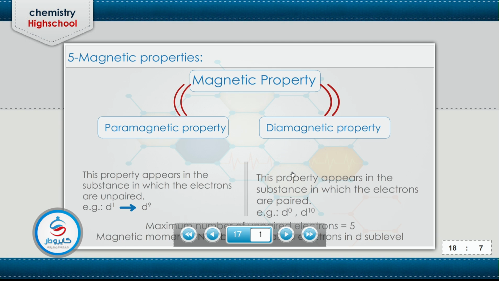In diamagnetic property, this property appears in a substance in which the electrons are paired. Example: 3d is empty or 3d is completely filled with 10 electrons. The maximum number of unpaired electrons equals 5, as in manganese. Magnetic moment depends on the number of unpaired electrons in the d sublevel.